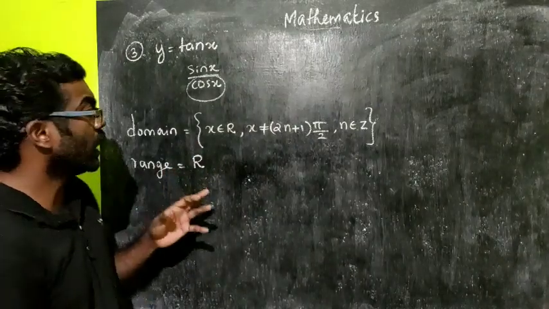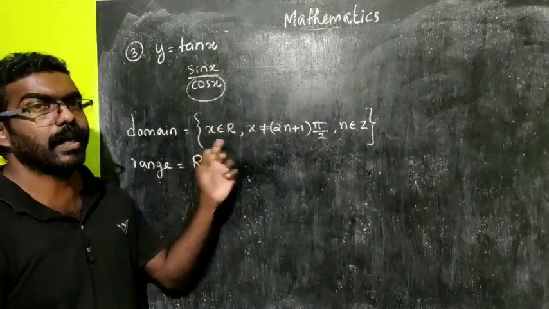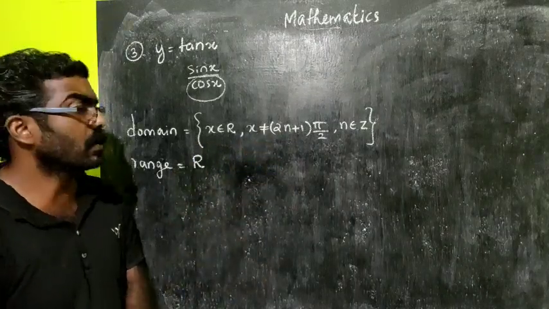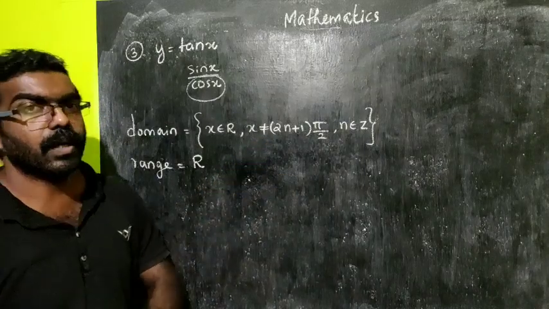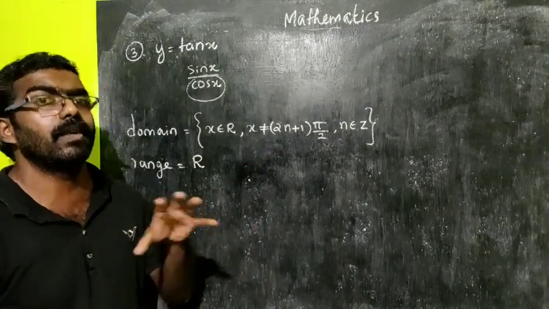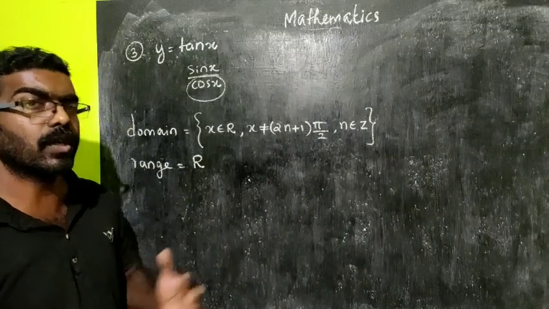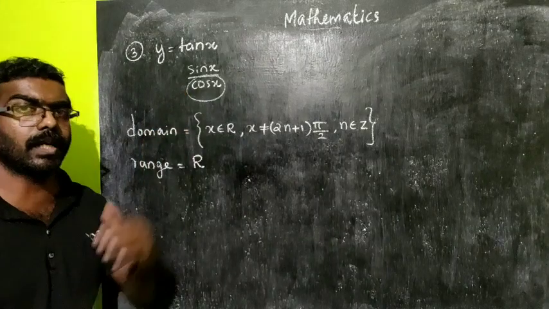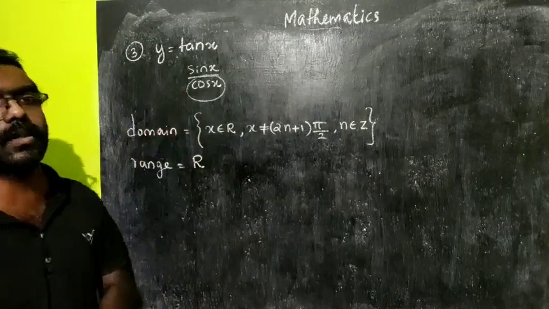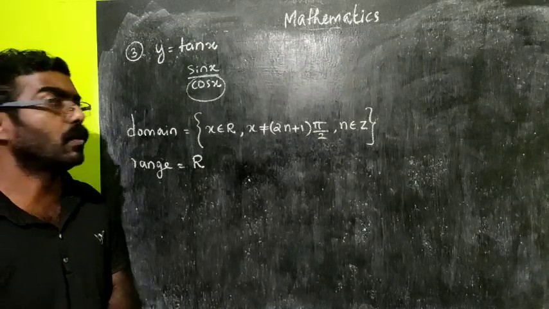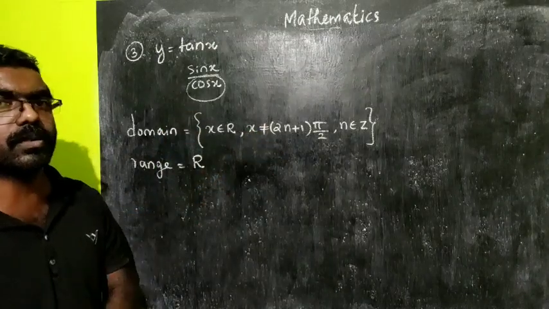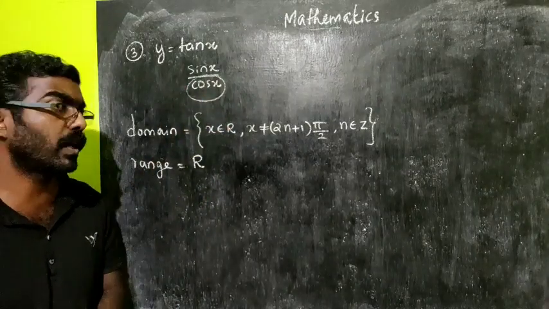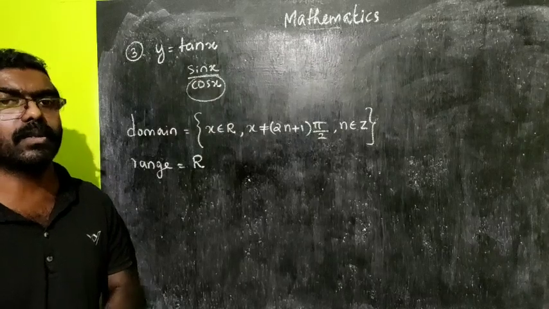I repeat, the domain is the set of all real numbers, that means x belongs to R and x not equal to (2n plus 1) into pi by 2. Because for x equal to (2n plus 1) into pi by 2, that means odd multiples of pi by 2, the value of cos x is 0. When cos x is 0, what happened? Here tan x is of the form sin x by cos x. While writing in p by q form, q is not equal to 0. The denominator cannot be 0. Here, if x equal to (2n plus 1) into pi by 2, then the denominator becomes 0. So the function is not defined for all odd multiples of pi by 2.